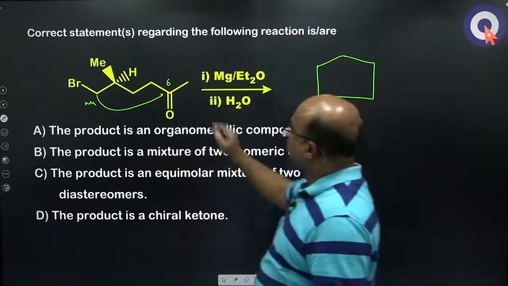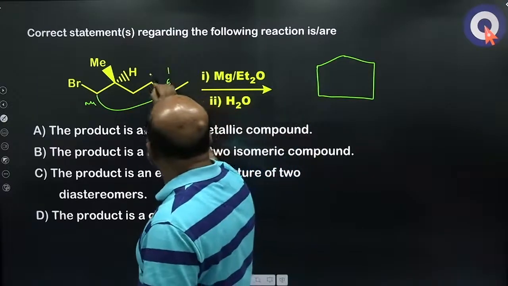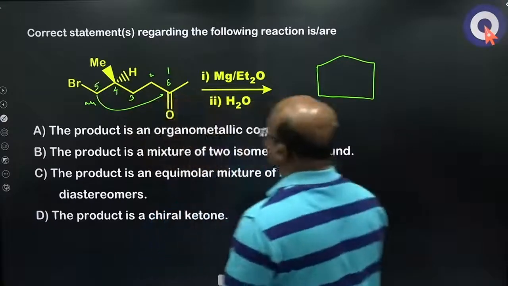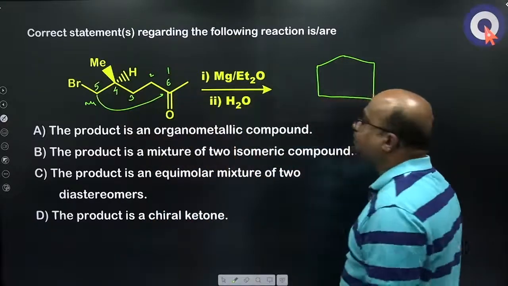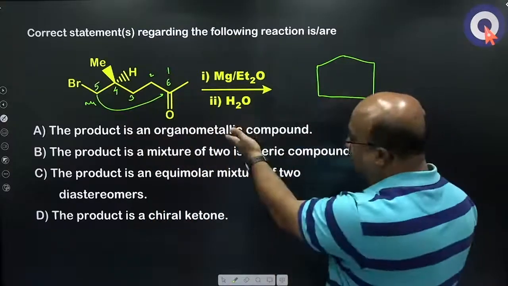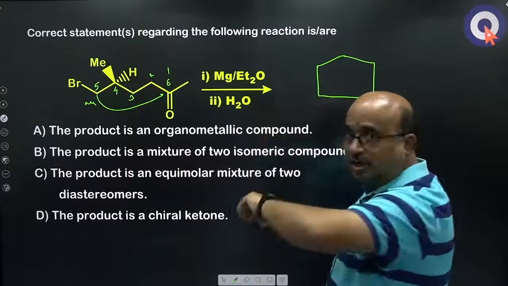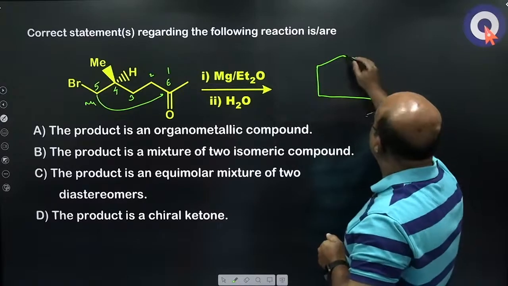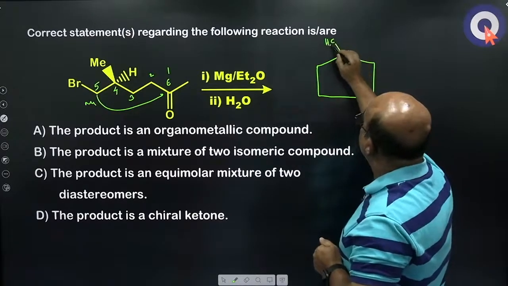So what is the numbering system? This is 1, this is 2, this is 3, this is 4, this is 5. So that Br was lost anyhow. Our organomagnesium bromide exists, then water we added, we will convert that into OH. So what is the first one? It has a methyl group and OH.